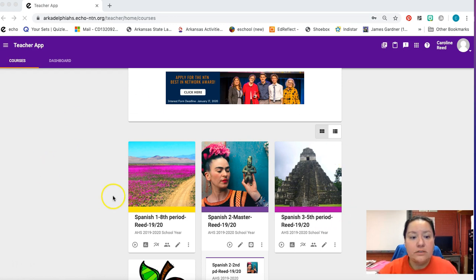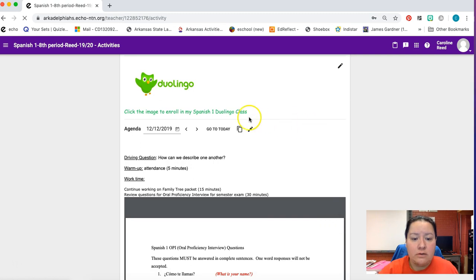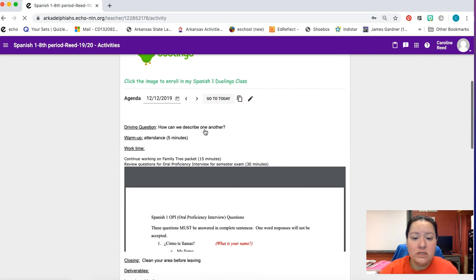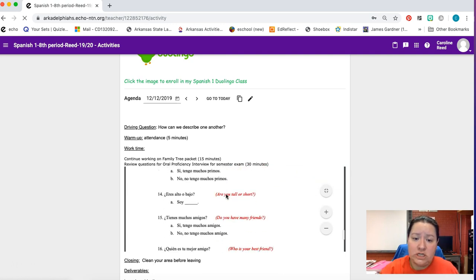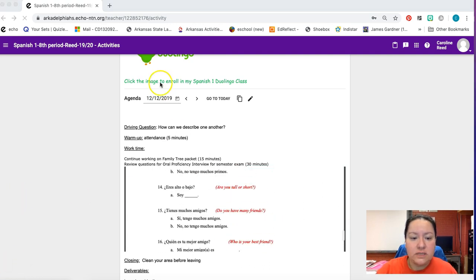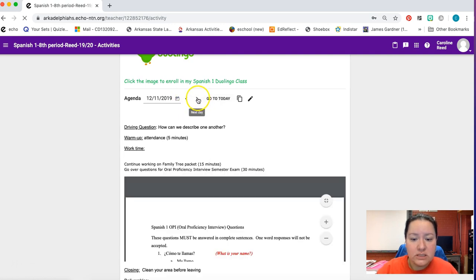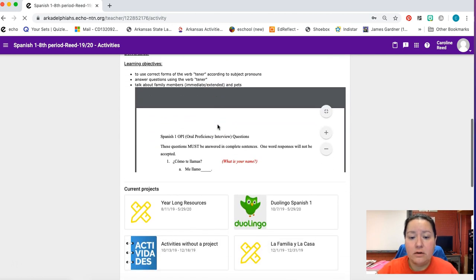First, if you'll notice here on the screen that I'm on Echo, and I'm going to click on the course for Spanish 1, 8th period. And the first thing you'll notice is that if you go into the agenda, I've embedded the document as a PDF into your agenda. Inside this agenda, this has today's agenda, but I also put it in yesterday's agenda, and I have it in Friday's agenda. Okay, so it's embedded in all three of those agendas.